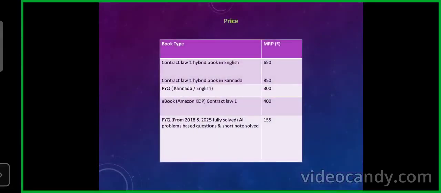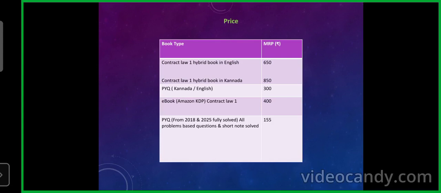Next is the price. Contract Law 1 in English is 650 rupees, Contract Law 1 in Kannada is 850. It is a hard copy, both available on Amazon, Flipkart and Poti. And the previous year question paper, in either Kannada or English, hard copy is 300. And on Amazon KDP, that is the soft copy, if you want to purchase a soft copy to access 24/7, then it is 400 rupees. It is lifetime access for you. And the previous year question papers alone are 155.